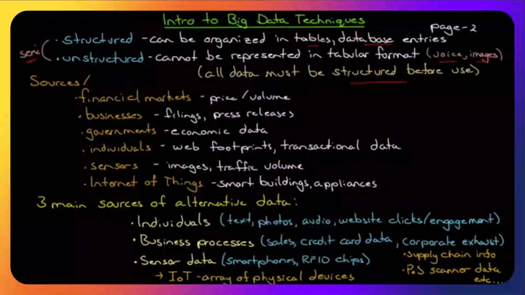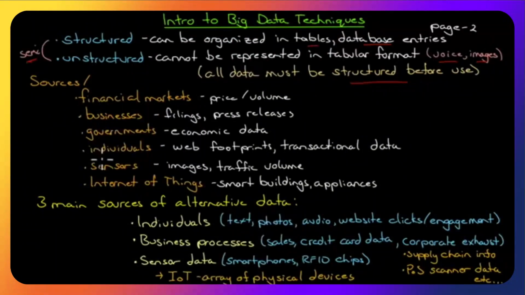Sources of data: financial markets, business, governments, individuals, sensors, and Internet of Things. So for financial markets, you can think of traditional price and volume data. Businesses, you have the SEC filings, press releases. Governments, big on releasing economic data. Individuals, web footprints, transactional data, credit card data, for example. Sensors, images, traffic volume, and the Internet of Things, smart buildings, appliances.